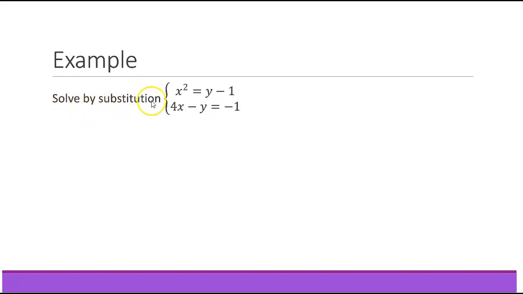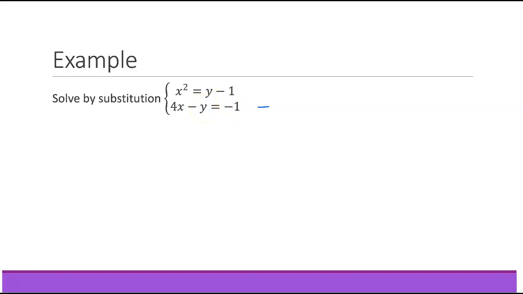We want to solve by substitution x squared equals y minus 1 and 4x minus y equals negative 1. Here we're being instructed to solve by the substitution method. So what we want to do is solve one of the two equations for an individual variable and then substitute that into the other equation. For this example, I'm going to choose to solve the bottom equation, the linear equation, 4x minus y equals negative 1, for the variable y. I'm going to try to get y by itself.